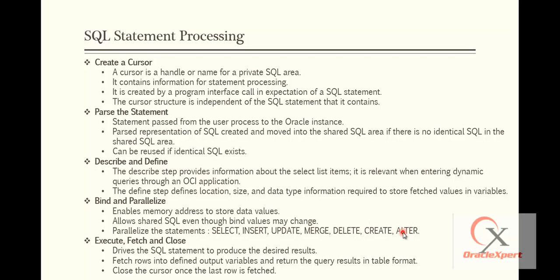So create a cursor. As I said, creating a cursor is nothing but a pointer which points to the private SQL area memory, which is part of your PGA in case of a dedicated server configuration. So create a cursor, parse the statement, describe the query results, define the query output, bind the variables, see if the operations could be done in parallel, execute the statement, fetch rows of a query, close the cursor. A more detailed description of this flow is on the next slide.